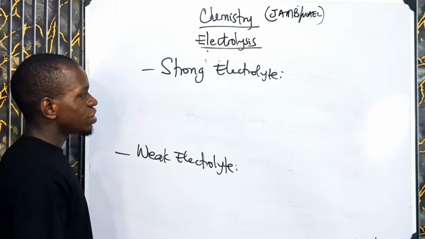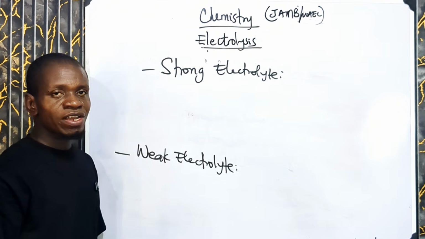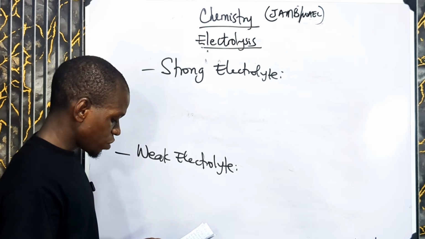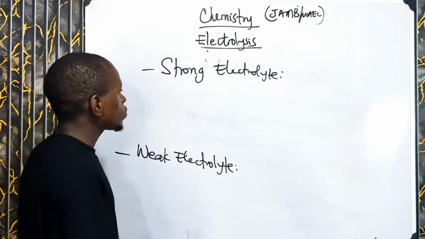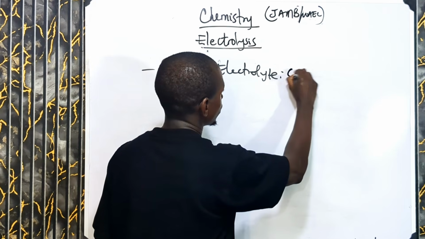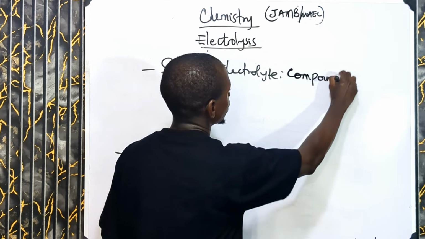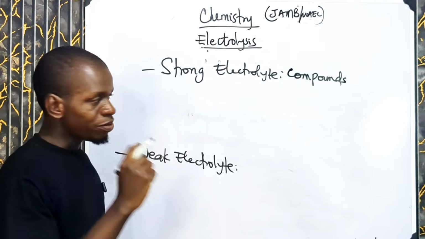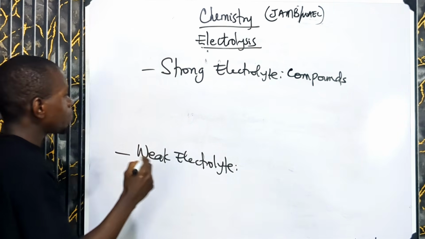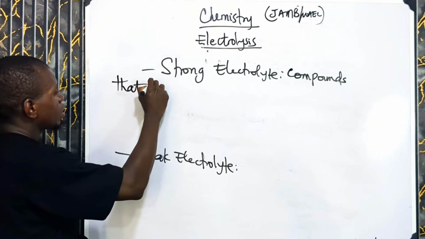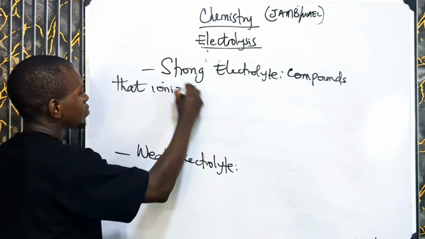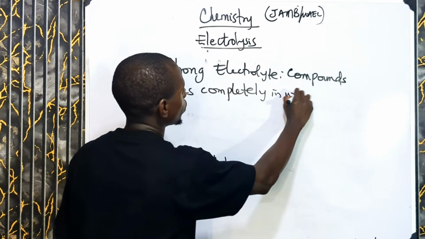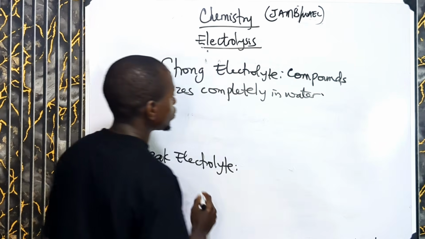For the strong electrolytes, these are compounds that ionize completely in water. Those compounds that ionize completely in water are what you call the strong electrolytes. Remember, I always say that the compounds we're talking about are always your electrolytes. I mentioned that at the beginning of this class. Compounds that ionize completely in water are what we call the strong electrolytes.